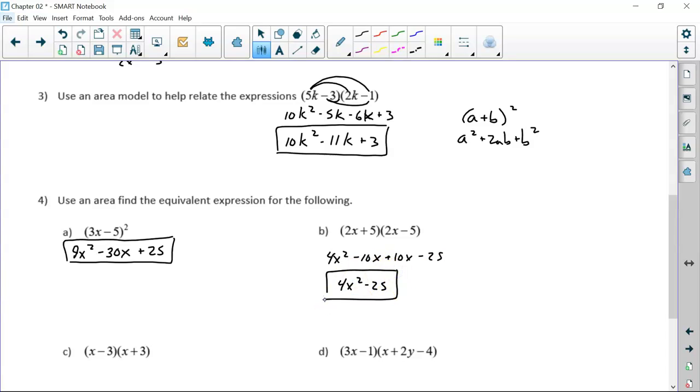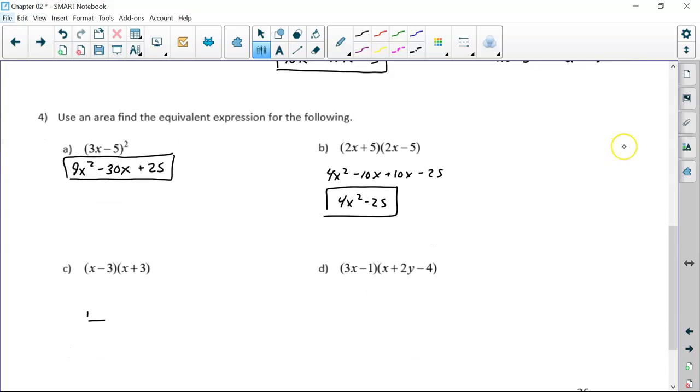That's actually one of our special cases, and we call those binomials conjugates. They're in the form of (a + b) and (a - b). So when we multiply those, where it's the same thing except one's positive and one's negative, you always get a² - b². And you can see that for part C, when we multiply, you're going to get x² + 3x - 3x - 9, which is x² - 9. You can see they're conjugates, the same numbers, different signs.